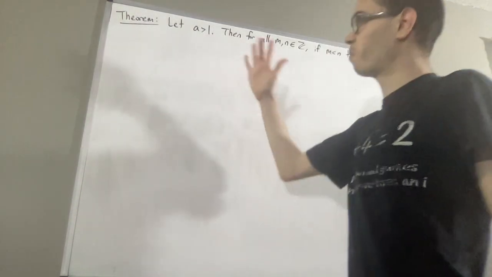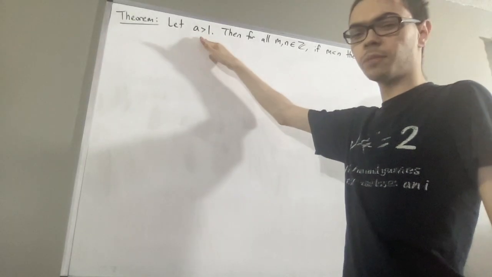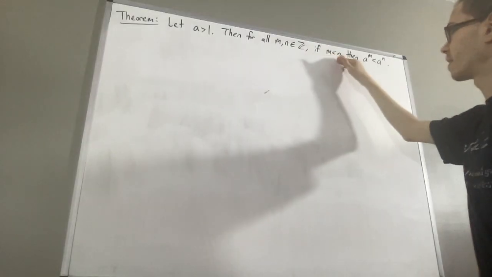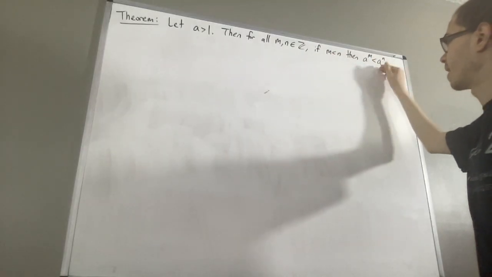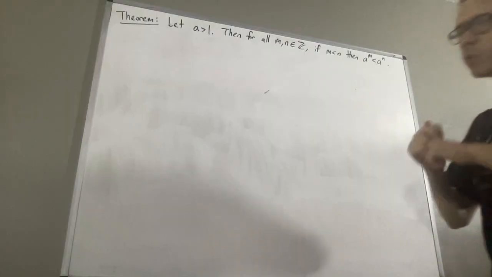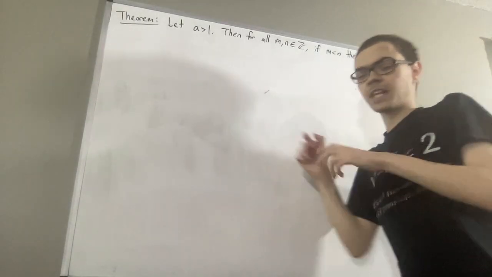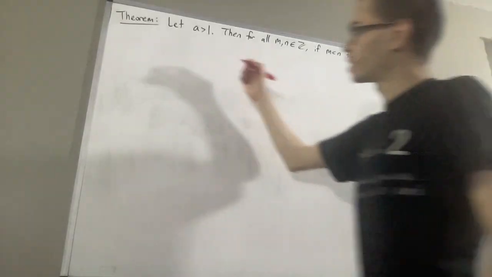Hello! In this video, we are going to prove the following theorem. Let a be a real number greater than 1. Then for all integers m and n, if m is less than n, then a to the power of m is less than a to the power of n. Now in proving this theorem, we are going to be using the following preliminary results that we have established regarding integer exponents.